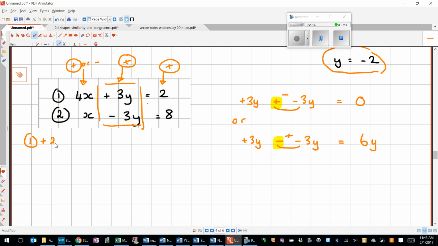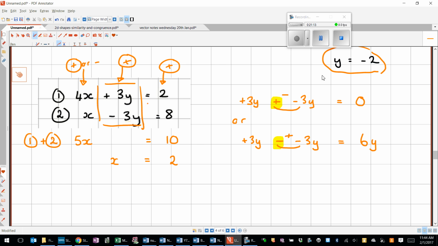So 4x add x is 5x. I know that plus 3y add minus 3y is 0, so I can forget about that. 2 add 8 is 10. So I've now got 5x equals 10, so x has to equal 2. Does that agree with what we had before?